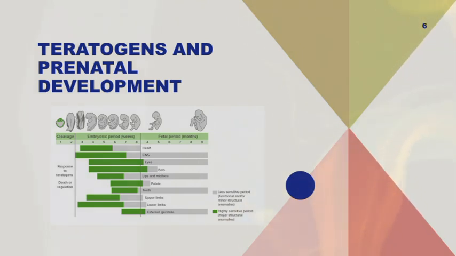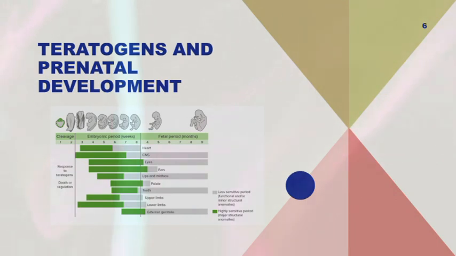And one of the most well-known teratogens is, of course, alcohol, which can cause a range of developmental abnormalities collectively known as fetal alcohol spectrum disorders. Fetal exposure to alcohol can result in physical deficits, cognitive deficits, and behavioral deficits, including facial abnormalities, growth deficiencies, intellectual disabilities, and behavioral problems.